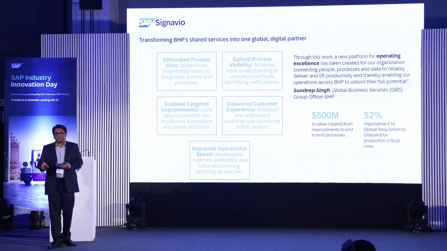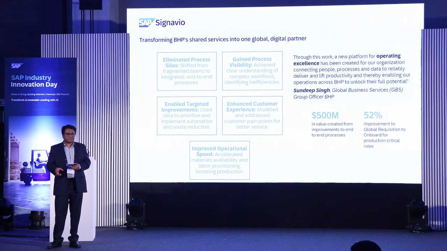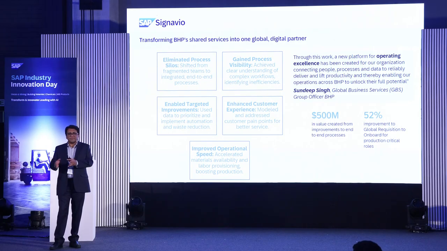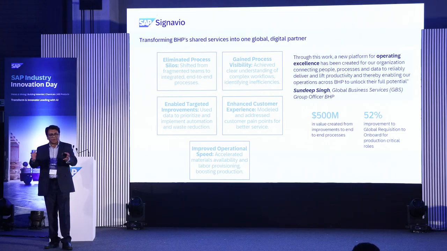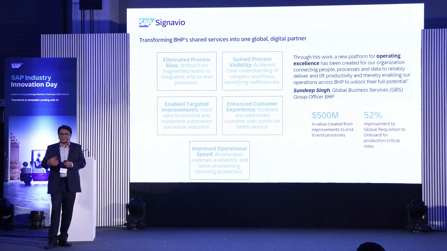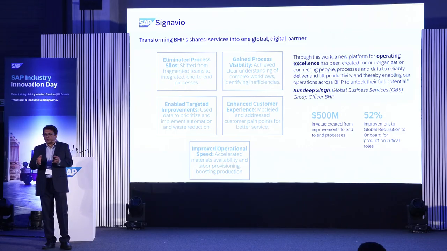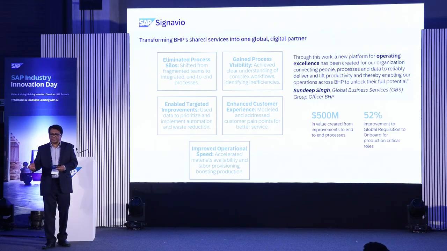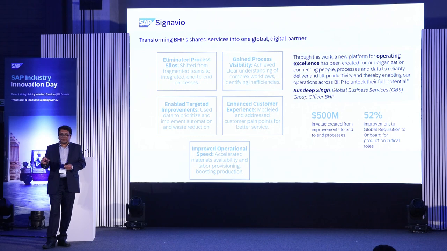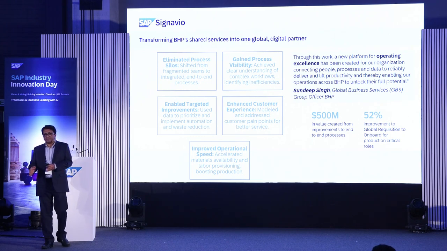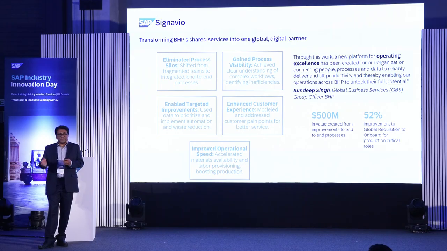Wanted to talk about a couple of industry examples very quickly. BHP, for example, moved from a very regional organization, and they brought in a global shared services organization from a functional perspective. So they were able, from the shared services perspective, to eliminate process silos, gain visibility of their processes, and do focused transformation on where you should actually do the process improvement, and so on. So they were able to demonstrate internally almost $500 million of value from the improvements which Signavio was able to identify for the users.